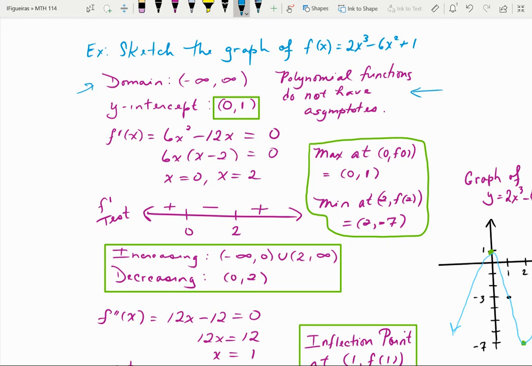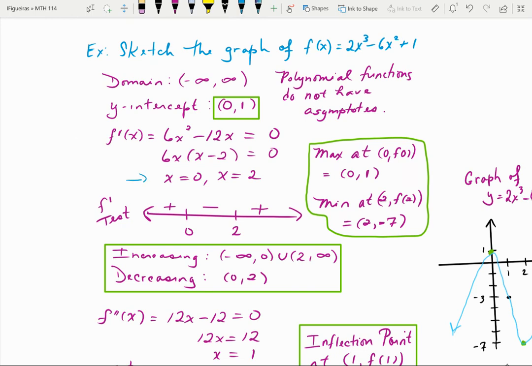Okay, the y-intercept is easy to find. Y-intercept is when x is equal to 0. Since 0 is in the domain, if you plug in 0 into the original function, you get that your y is 1. So whenever you're looking for actual points to graph, you always go back to the original function. All right, so now our derivatives. So we find f prime, you get 6x squared minus 12x equals 0. We factor that, 6x times x minus 2, you get two solutions, 0 and 2.